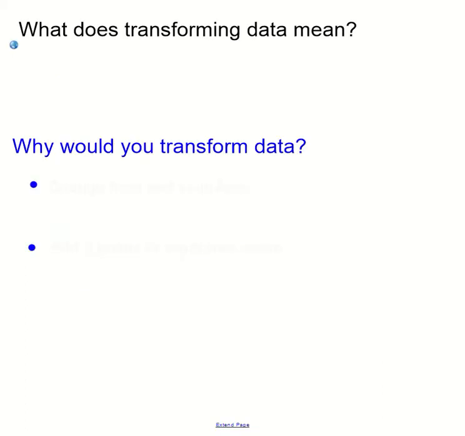Alright, so what does transforming data mean? Well, transforming data means we perform an operation on it. So we either add or subtract something from all of the data points, or we multiply or divide all the data points by the same thing. And so you might ask, why would we transform data? Well, some instances are when we're changing units. If we have something in feet and we want to change all the data to inches, we would multiply it all by 12.